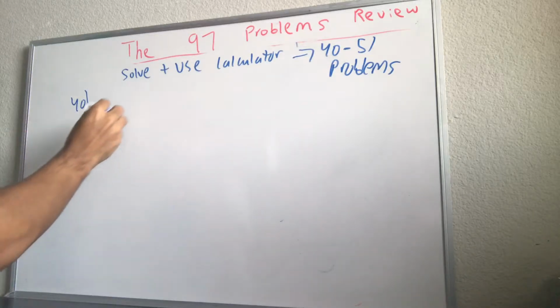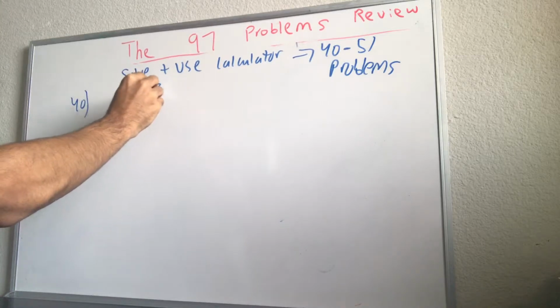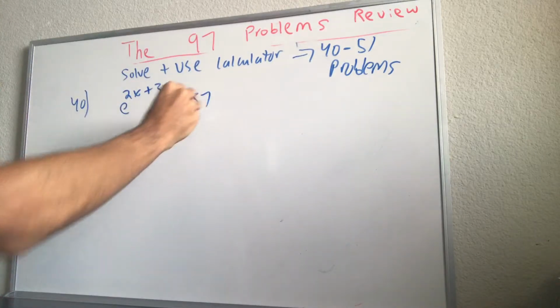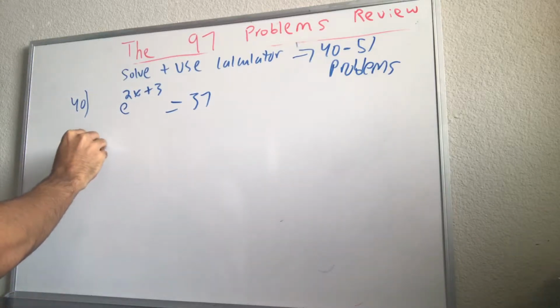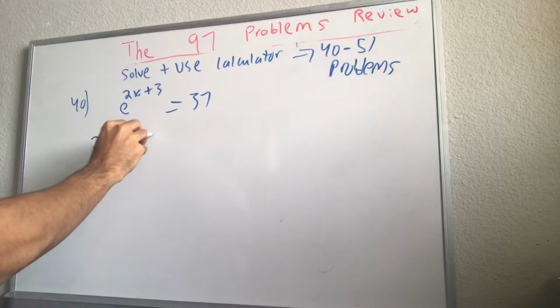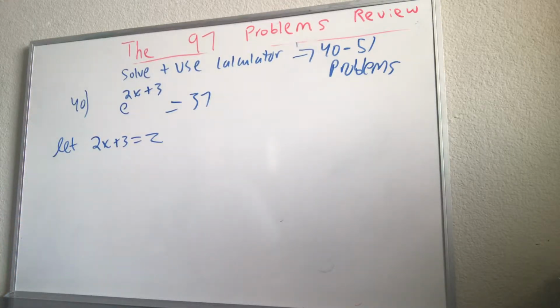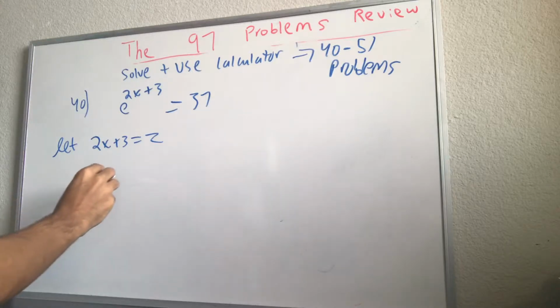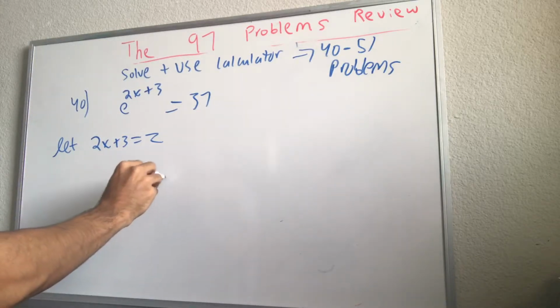It states that e to the power of 2x plus 3 is equal to 37. The best way here again would be to say that 2x plus 3 is some variable. We don't know what it is, so we could say that 2x plus 3 is equal to z. So let 2x plus 3 be equal to z here. Then we can say e to the power of z is equal to 37.